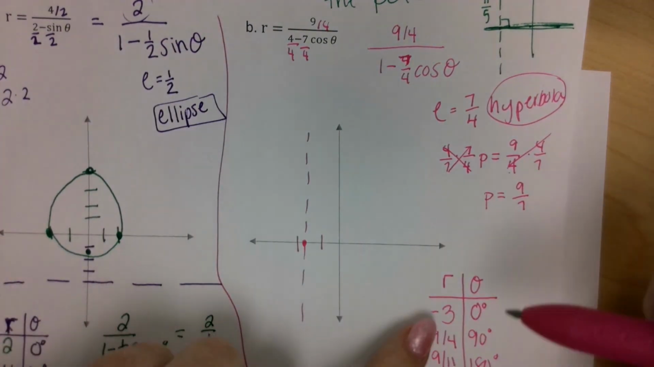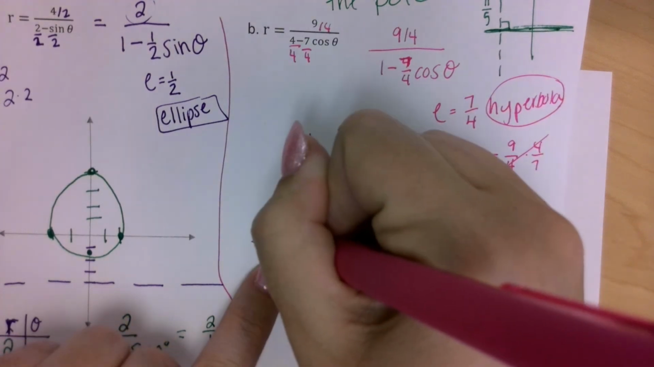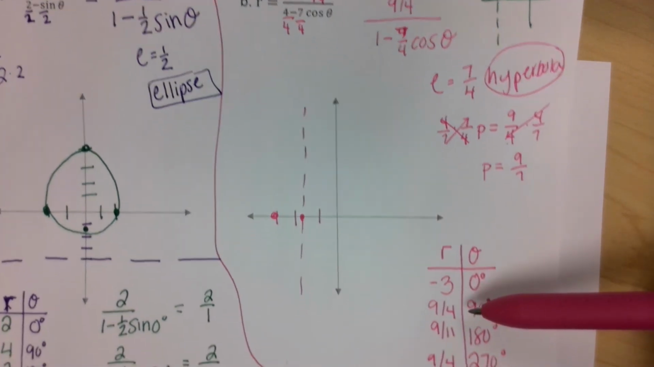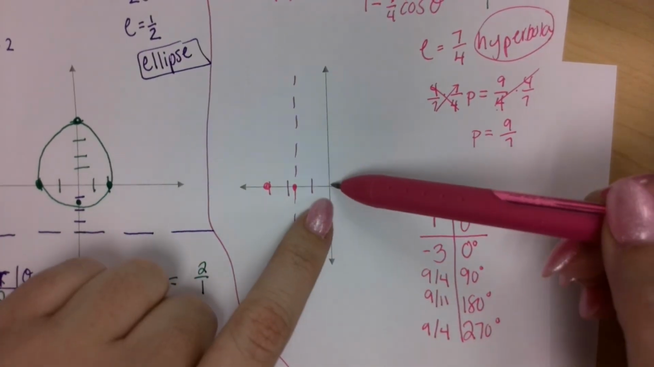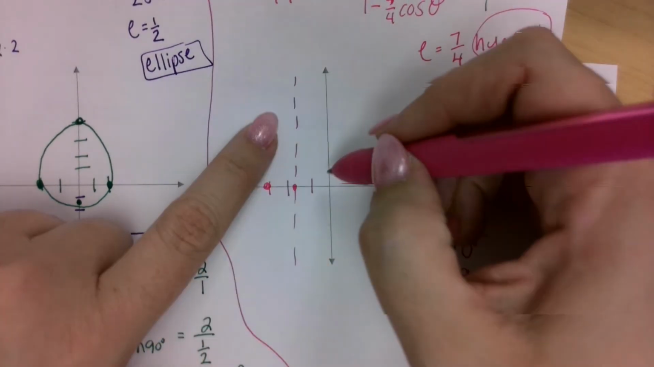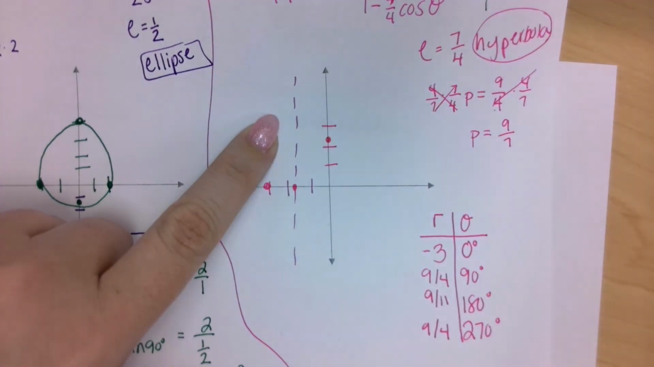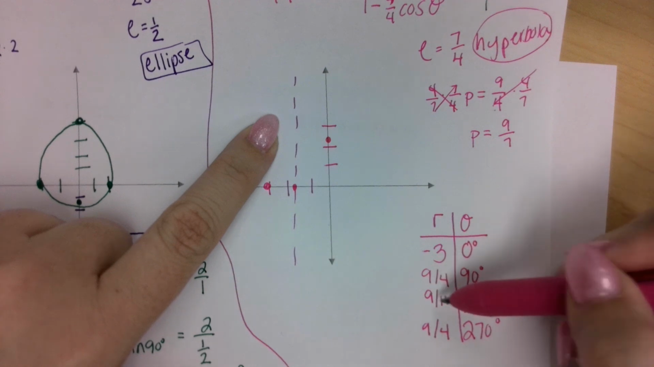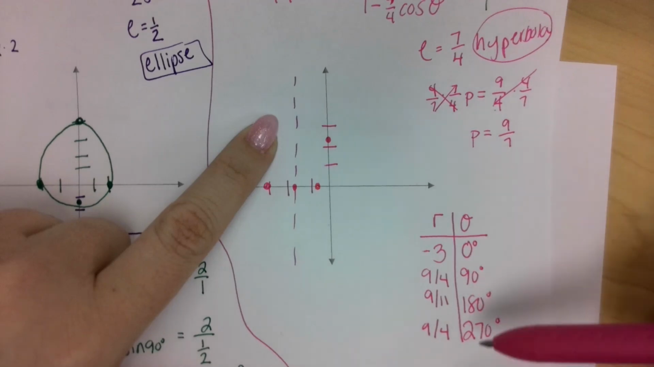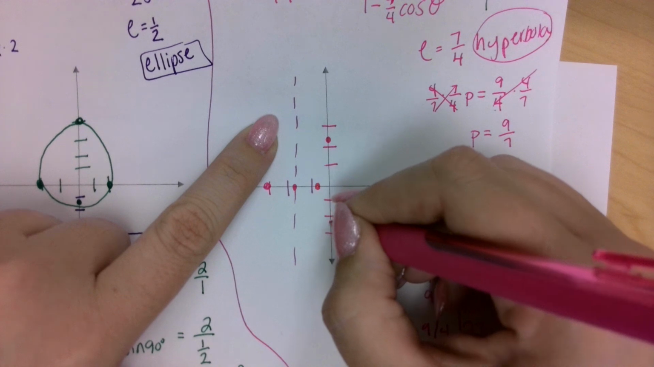So at 0 degrees, I'm going negative 3. So at 0 degrees, I'm going to go 1, 2, 3. Remember, when we're talking about polars, negative means we're going in the opposite direction. So I'm not going to go 3 units towards 0, I'm going to go 3 units away from 0. At 90 degrees, we're at 9 over 4, which is a little over 2. At 180 degrees, 9 over 11, which is a little under 1. And then at 270, we're back to 9 over 4, which is a little over 2.